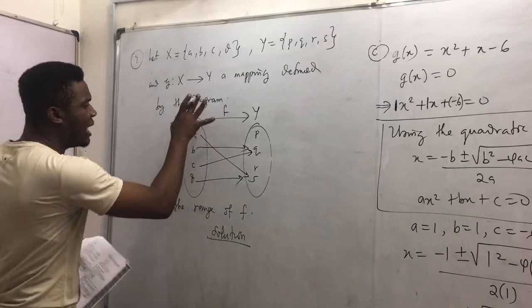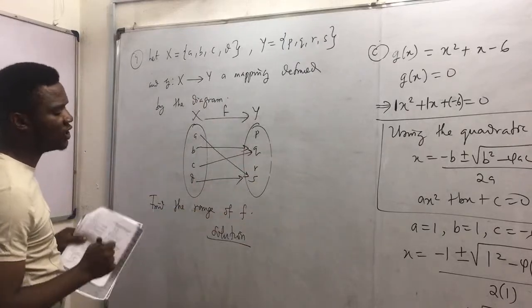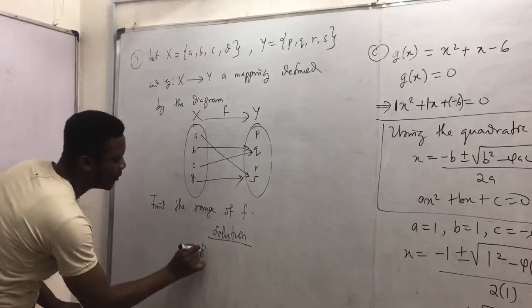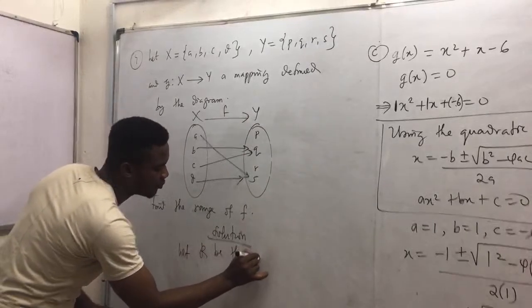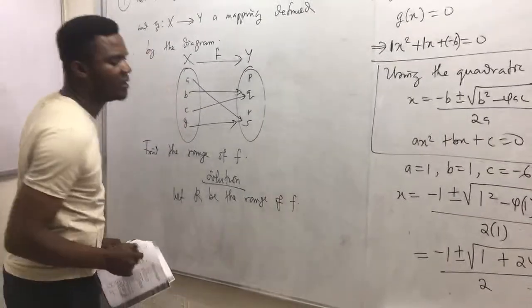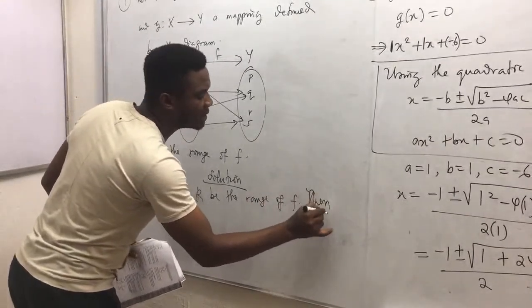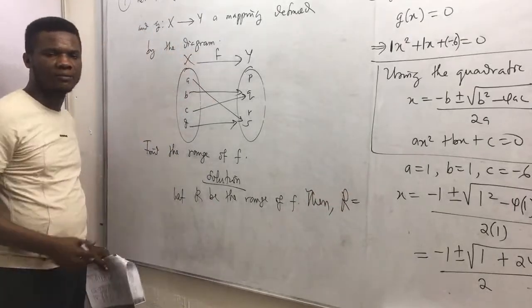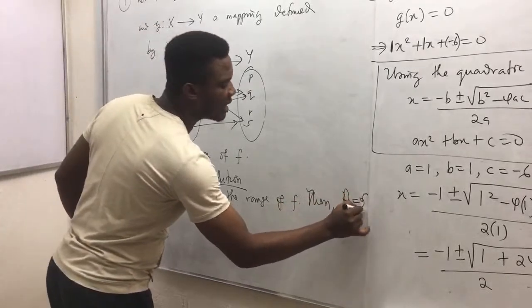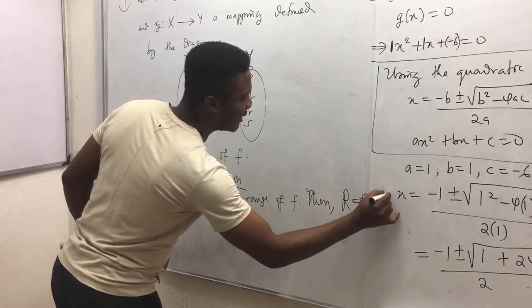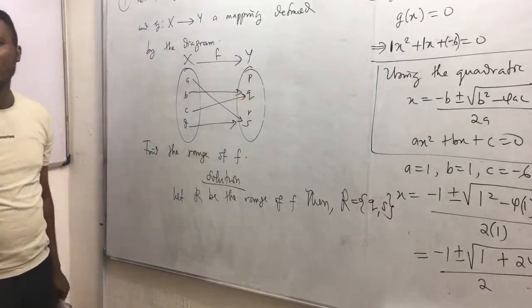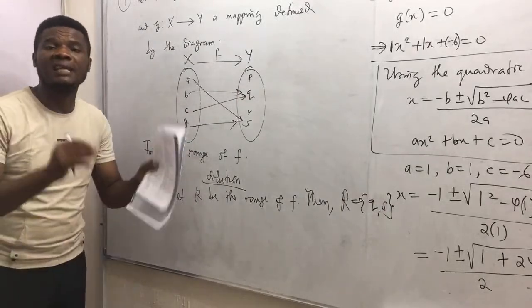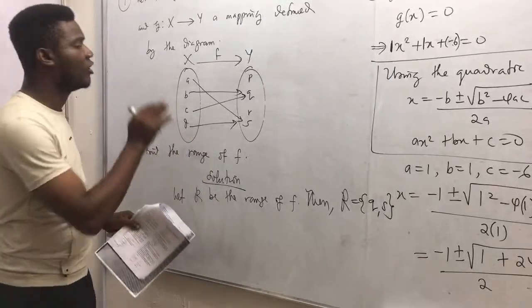So looking at this particular mapping, what is the range? All you have to do is, if you say let R be the range of f, then it means that R should contain all the images of this mapping. Now, what are the images? The images are just Q and S, and that answers the question. The range of the mapping is the set that contains all the images under that mapping.